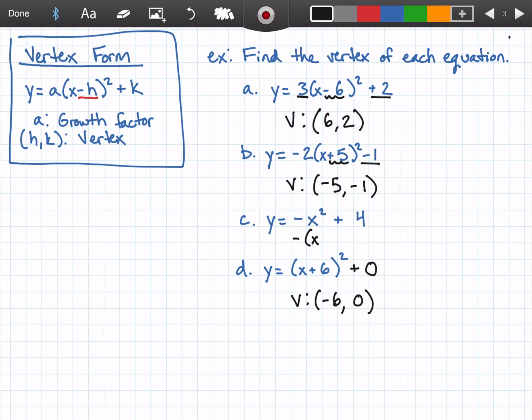Part C, something similar that I can do. This is like, I can put an x minus 0 in parentheses here. And now it'd be 0, 4. So if you're ever missing a part, just make it 0, and it all works out.